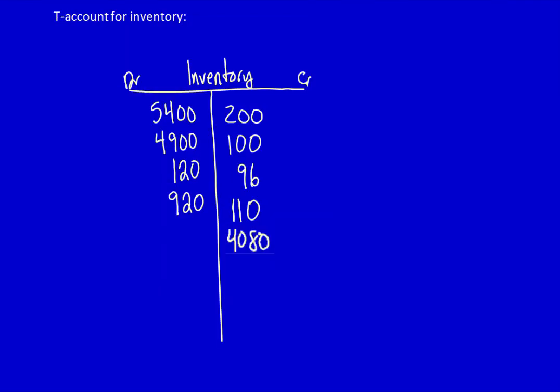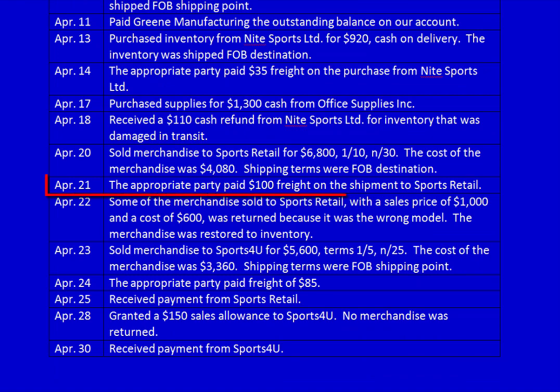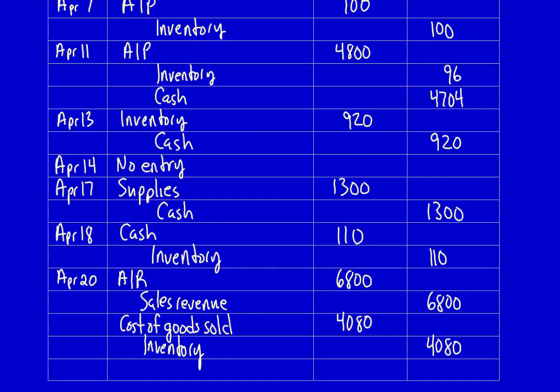Inventory reduces by $4,080. The appropriate party paid $100 freight on the shipment to Sports Retail. Who was the appropriate party? It's FOB destination, which means that the shipper has to pay the shipping costs. Who is the shipper? Well, we are, because we shipped it out to our customer, Sports Retail. Let's record it. We're going to move to a new entry field.